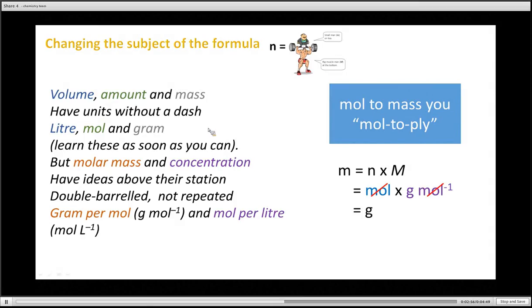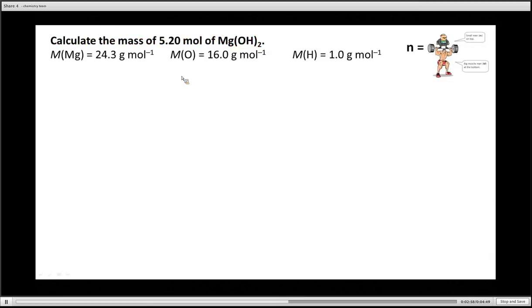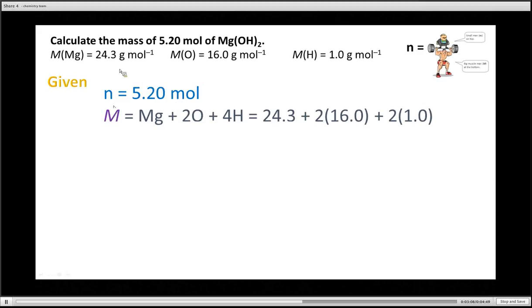So here's a problem. Calculate the mass of 5.20 moles of magnesium hydroxide. Always list what you're given. You've got that many moles. Now we don't know the molar mass directly, but you can work it out from the formula: 1 Mg, 2 oxygens, 2 hydrogens, because the 2 applies to both the oxygen and the hydrogen. So we've got 24.3, one of them. We've got 2 times 16, and we've got 2 times 1, giving me an answer of 58.3 grams per mole.